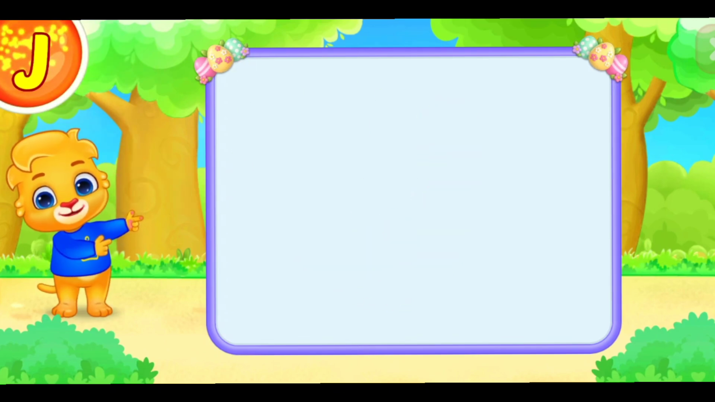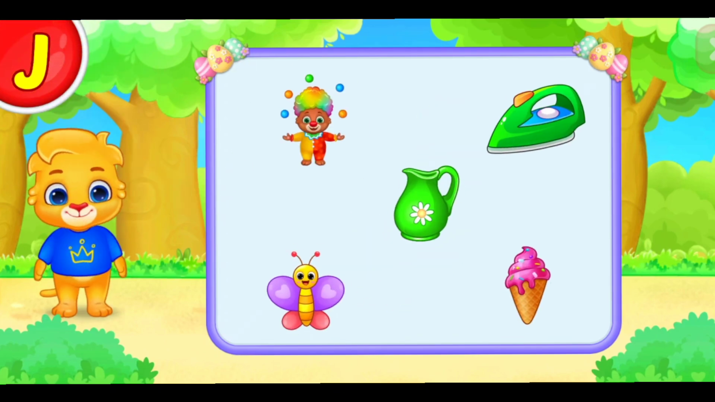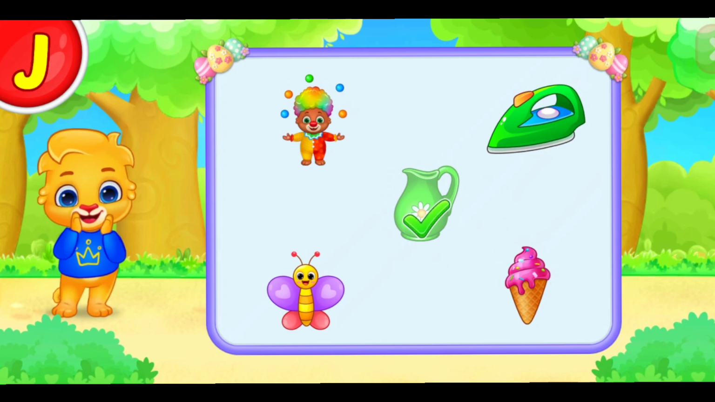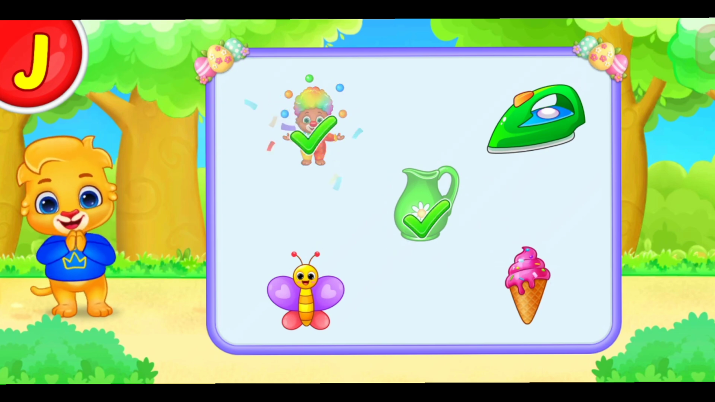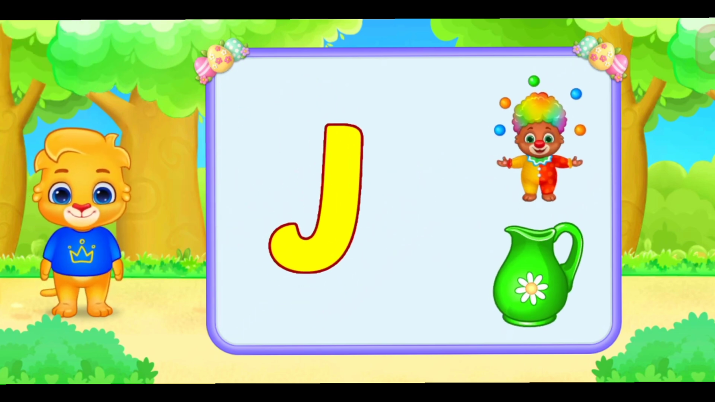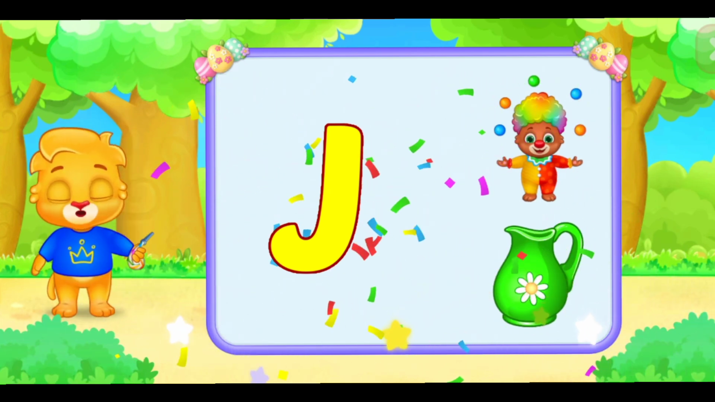Tap the picture that starts with letter J. J is for joker. J is for jug. Well done.